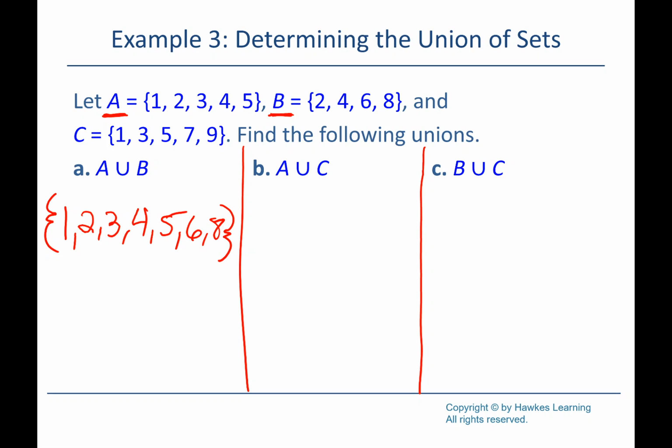Let's do another one. Let's do A with C. So you can start out the same way if you want to. You can list the ones in the first set: 1, 2, 3, 4, 5. And then when we look at set C, we already have a 1. We already have a 3. We already have a 5. We're missing 7, and then we're missing 9. That's our union.